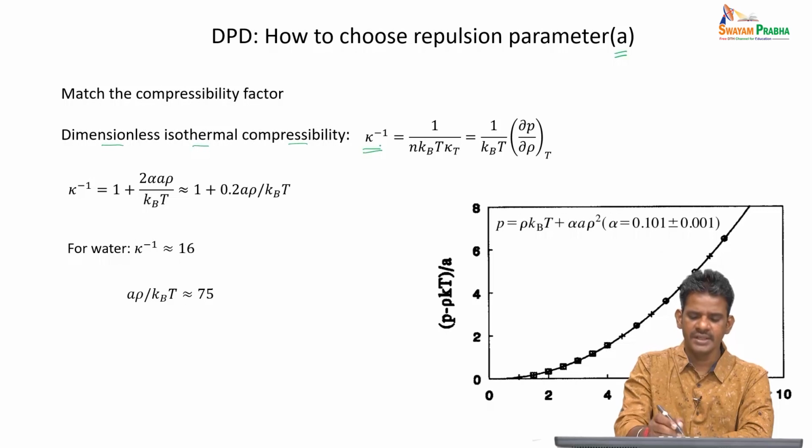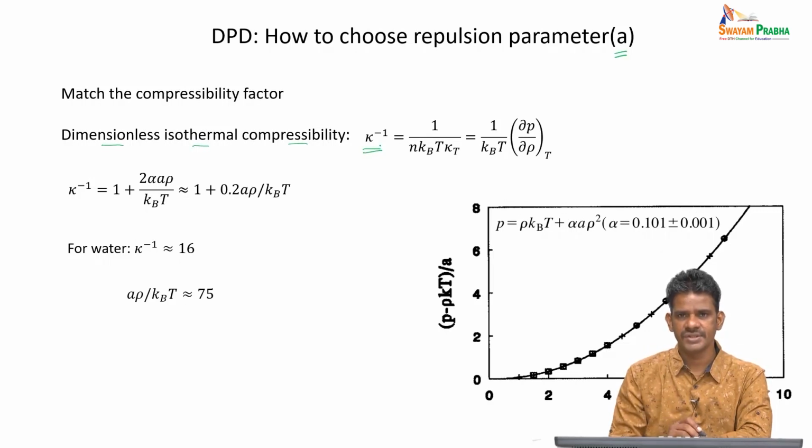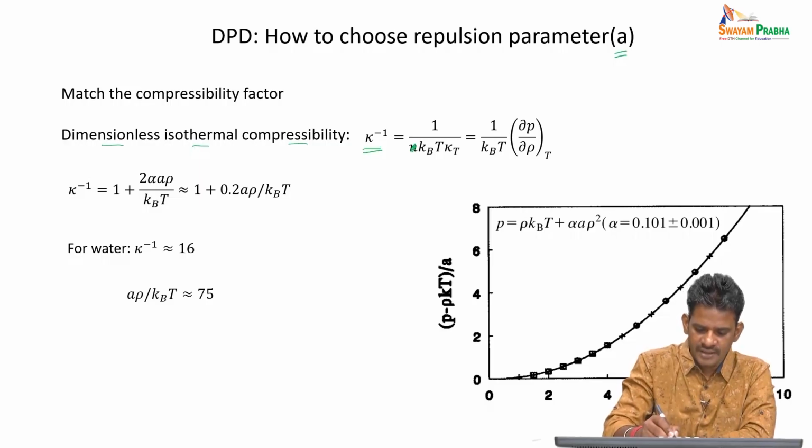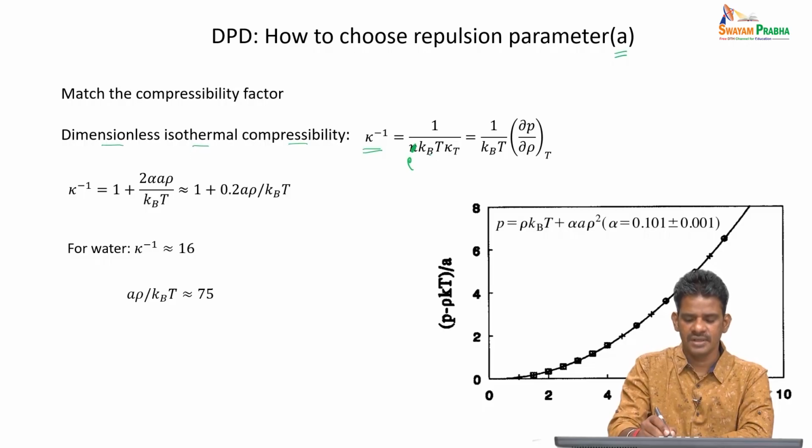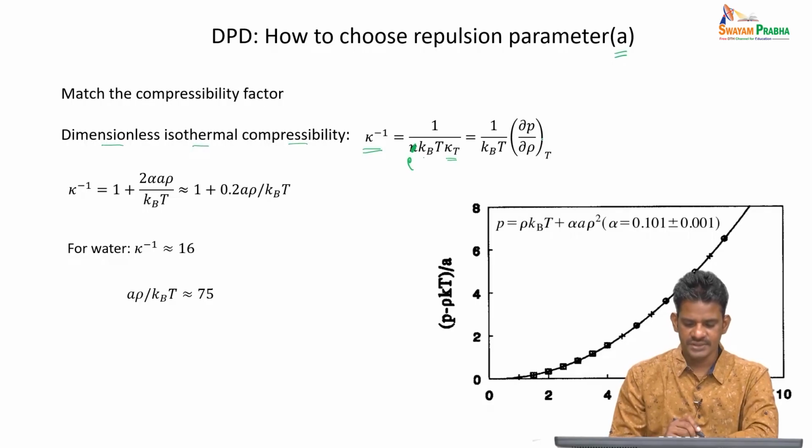Kappa inverse here is basically the non-dimensional inverse isothermal compressibility, and so this is not n, this should be rho. Rho is the density, kBT is the Boltzmann constant times temperature, and this comes from 1 by kBT dou p by dou rho, something like this. So now what we can do is we can actually do a DPD simulation with different values of A.